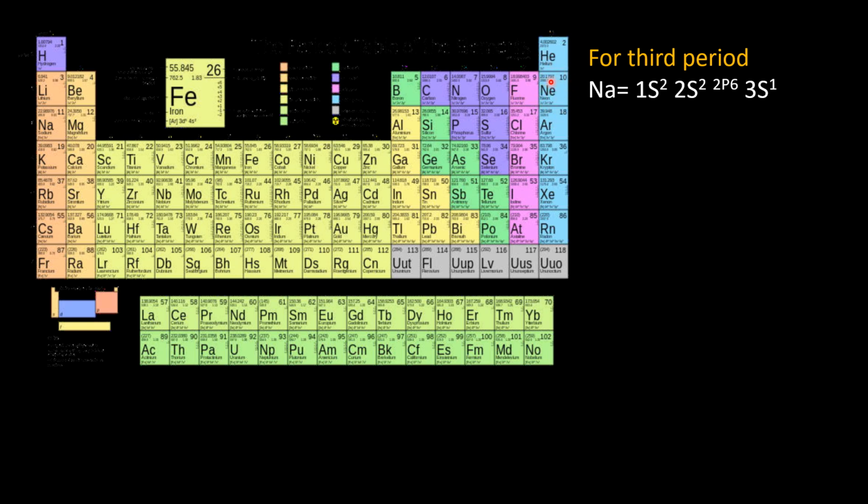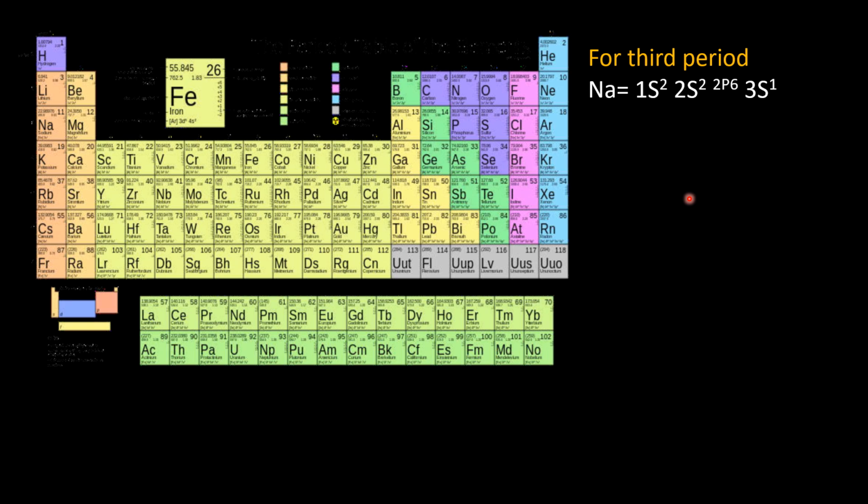For 2p6 we have a noble gas, and then when we come back to the third period with the sodium atom, we start with 3s1 and then 3s2, 3p1, 3p2, 3p3, and so on until we come to argon at the end, which has 3p6. So the electronic configuration of the sodium atom is 1s2, 2s2, 2p6, and 3s1.